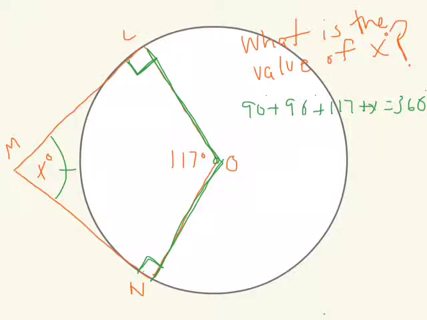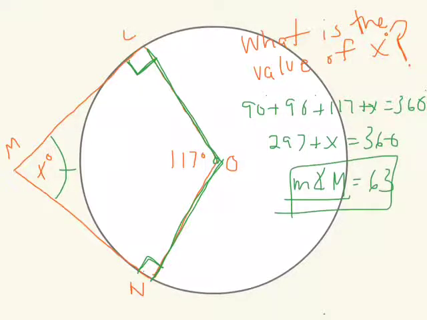Since our shape here, LMNO, is a quadrilateral, we know that all the angles add up to 360. So if we simplify this, we'll get 297 plus the measure of x equals 360. I'll use this, the measure of angle M, same thing as x, equals 63. Just subtract 297 from each side. That's it. So once again, if these are 90 degrees, and we have our third one, and this whole quadrilateral equals 360 degrees, we could add these together and subtract from 360 to figure out what x must be.